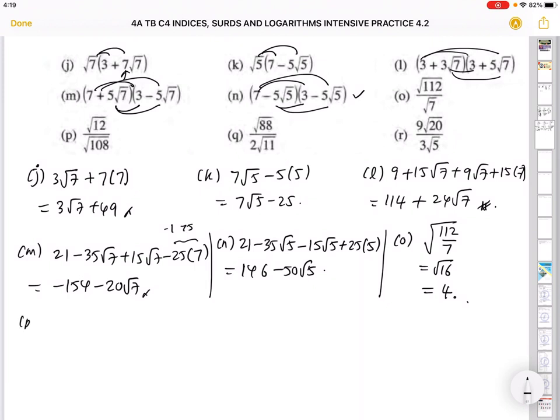Okay, for part B, I can just group this together, 12 over 108. Now 12 over 108 is just 1 over 9. 108 divided by 12 is 9. Square root 1 over 9 is just 1 over 3.